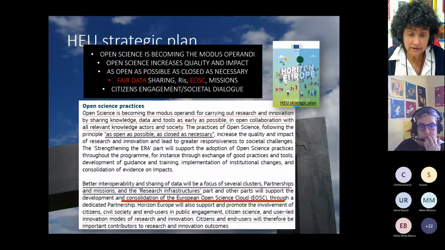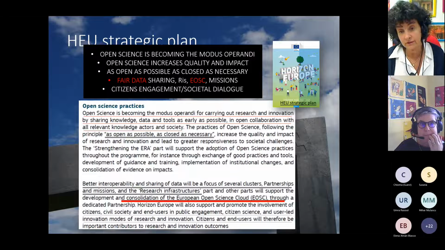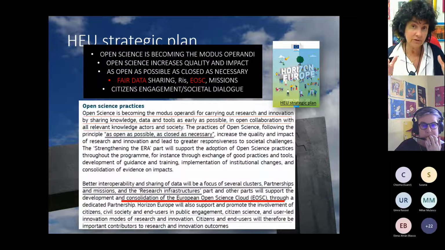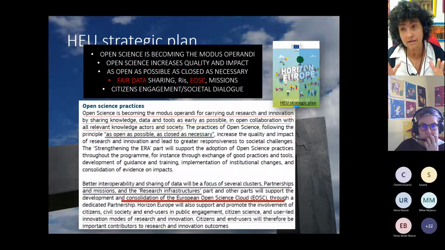And as you can read here, the principle is as open as possible, as close as necessary. Just to get rid of all the doubts: no, I can't share my data because of privacy issues, no, I can't share my data because... there is no but, and there is no I can't, because you have to put your data in the open. So it's open by default. You can keep the data closed only if you have a valid reason to do so.